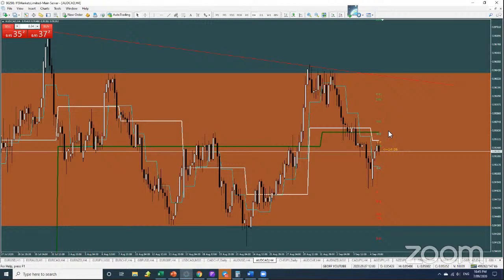So I'm looking for that pullback probably to continue to the monthly pivot, maybe even a little bit beyond. If I can find a horizontal level of confluence through here, that would help. But that looks really to be bang on the monthly pivot, that level as well. So that's kind of the key here for me. I'll be looking at something like this.